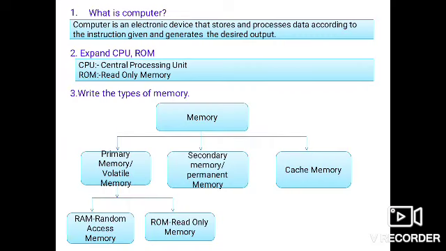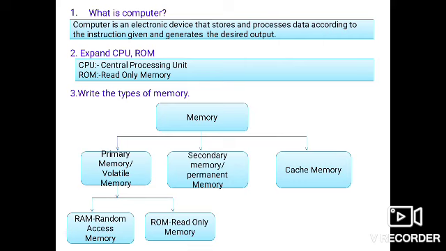So these are the 2 marks questions. The first one: what is computer? For the 2 marks questions, I have written the answers also. Computer is an electronic device that stores and processes data according to the instructions given and generates the desired output. In a computer there are 3 main components: input, process and output. In input, we provide the raw materials. Next it is going to process the data and we will get the information in the form of the output.